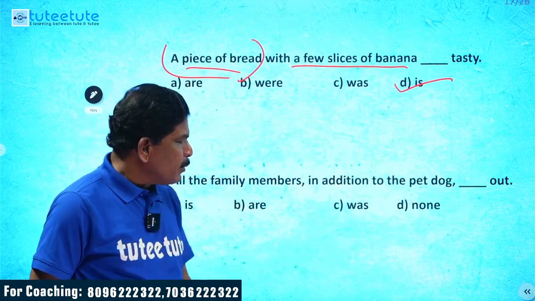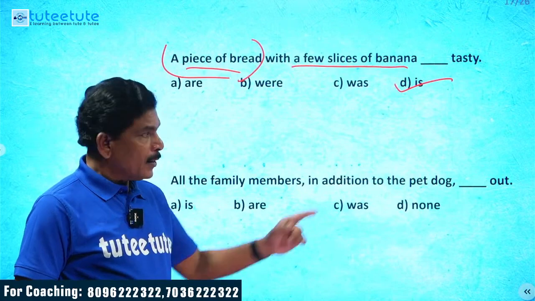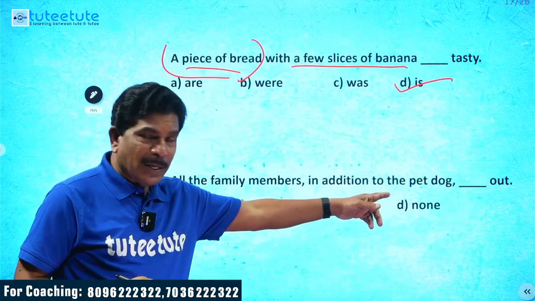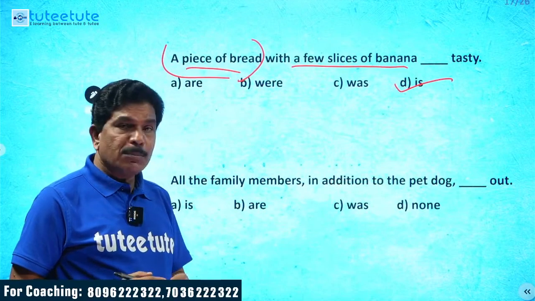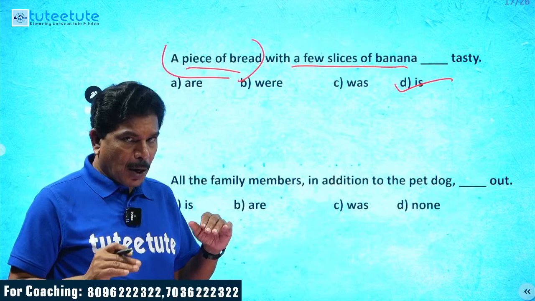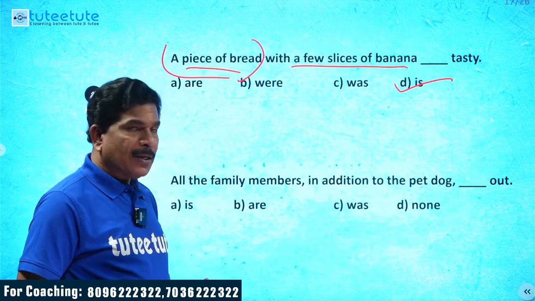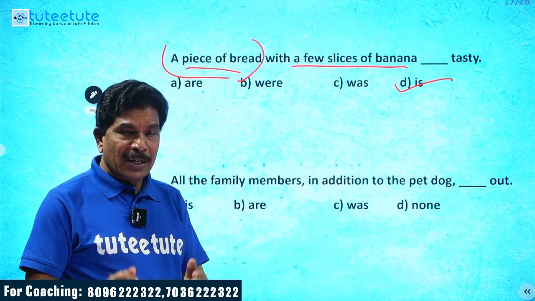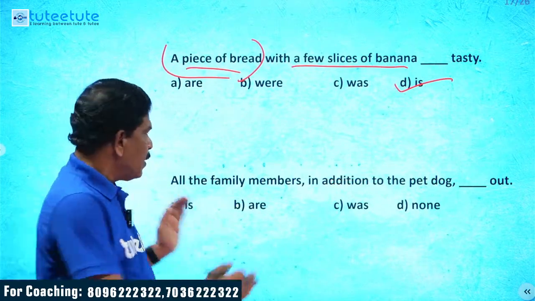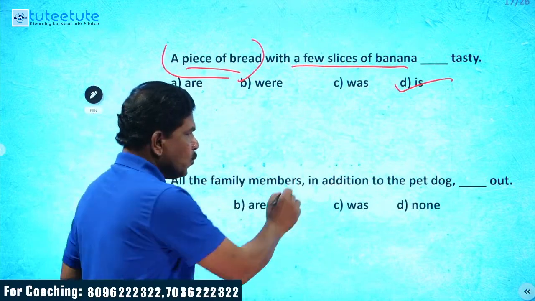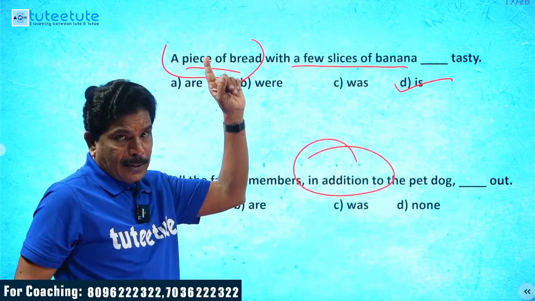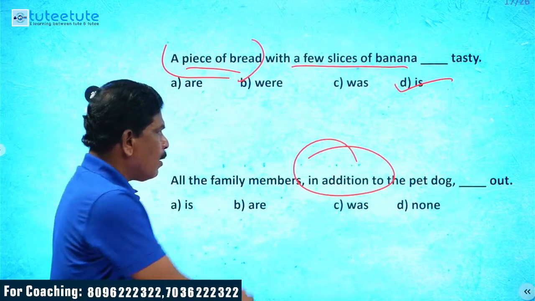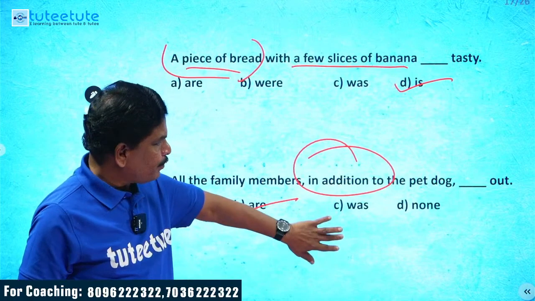Here, all the family members in addition to the pet dog dash out. All the family members. Is it the pet dog or all the family members? The actual subject, we know, is all the family members. They have taken the dog also along with them. The dog is not going out on its own, it is being taken out. So all the members is plural. So in addition to is that conjunction which always suggests the first used subject. So are out. It is plural.